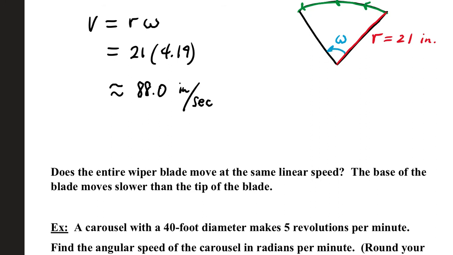Even though you're moving the same amount of angle, the distance traveled gets longer than you do, like say in the middle of the blade, there's not as much distance traveled in the same amount of time. So the answer to this one is no, the base of the blade moves slower than the tip of the blade. And since linear velocity is distance traveled over time, the longer that arc is, the faster that object is traveling.